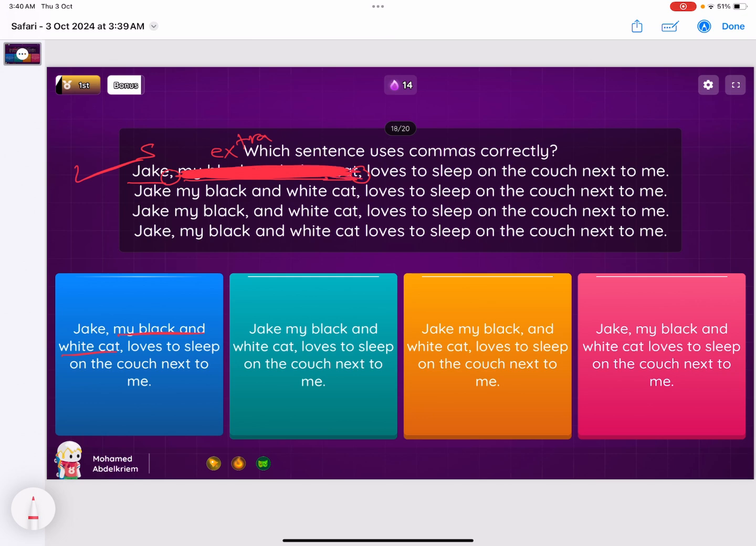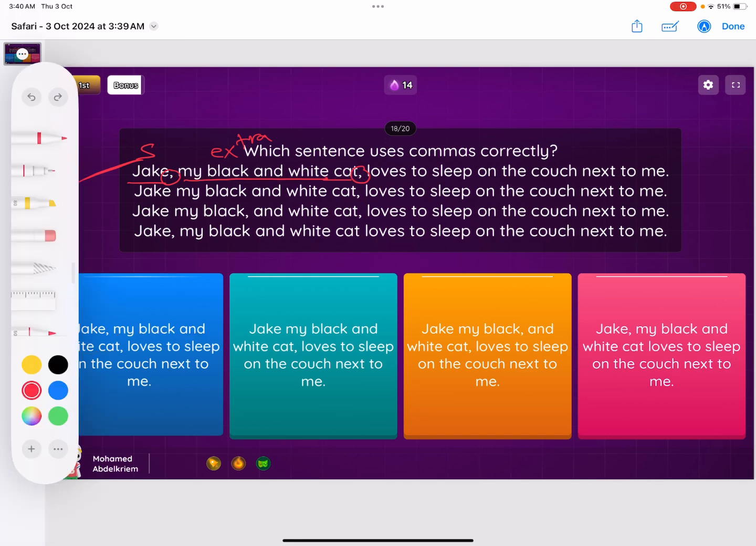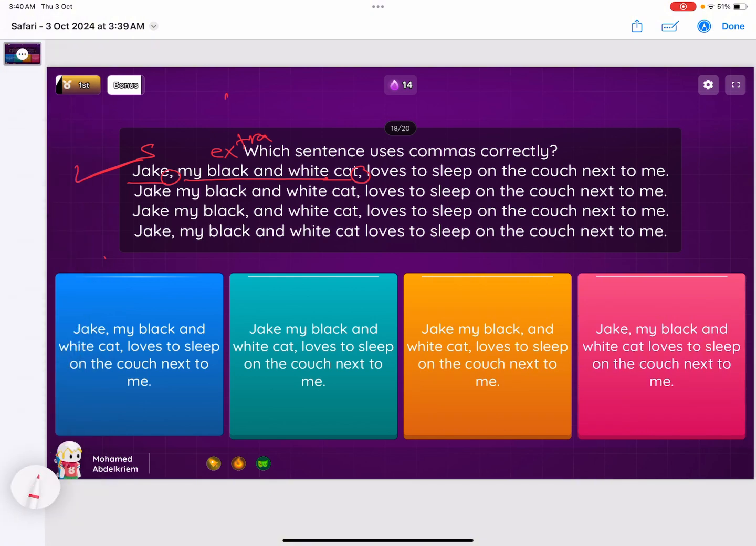Yes, I can say Jake loves to sleep on the couch next to me. So it means that this is extra information. So what is the correct answer? It's using two commas to set them off. So this one is correct.